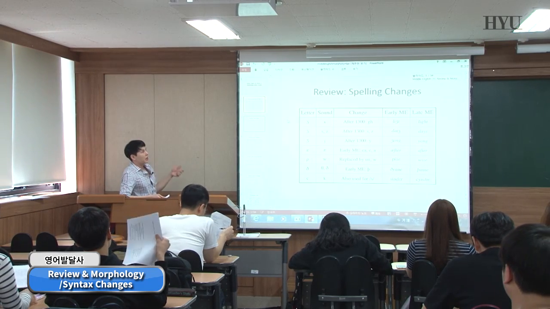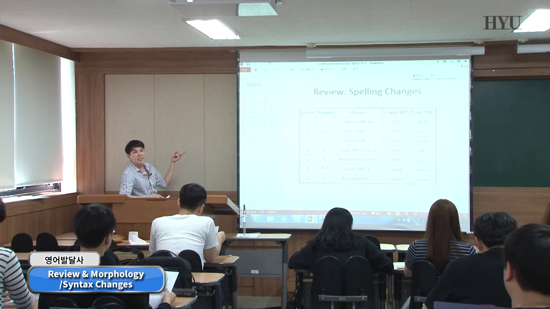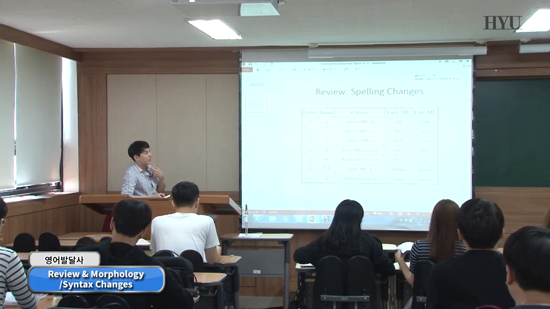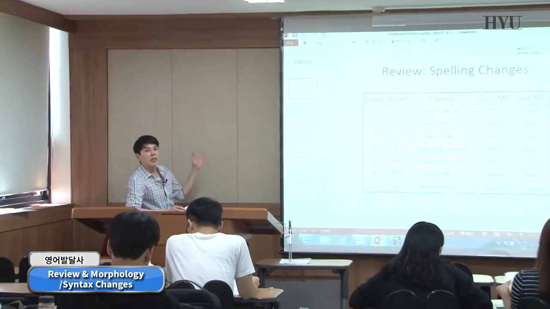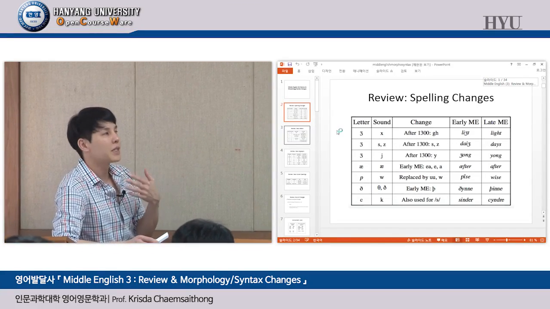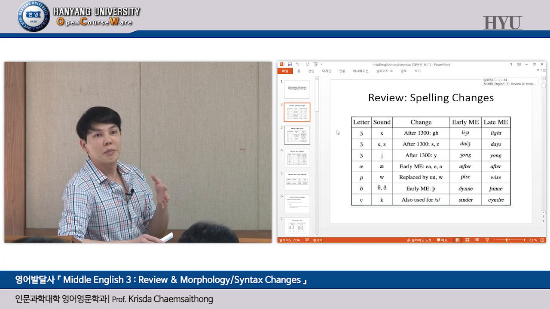So last week we talked about two main things, right? Spelling changes and also sound changes. So to start out with spelling changes, you know that in Middle English we have a lot of influence from French. So French scribes, people who wrote down manuscripts, they changed the conventions of spelling, right?